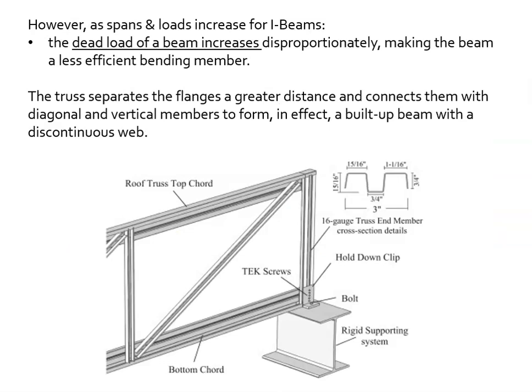Okay. However, for the I-beams, as the spans and the loads increase, the dead load of the beam, the weight of the beam itself, increases disproportionately, making the beam much less efficient. All right. The truss separates those flanges a greater distance and connects them with these thin, slender web members. So it's in effect a built-up beam with a discontinuous web. All right, conceptually, that's very important. The truss could be thought of as a built-up beam with a discontinuous web.